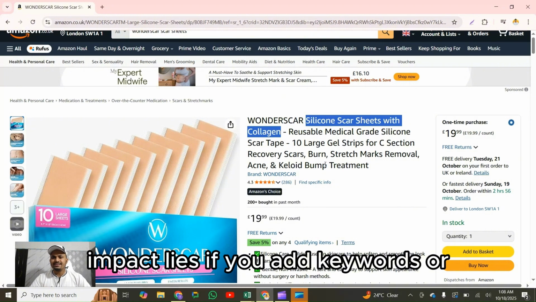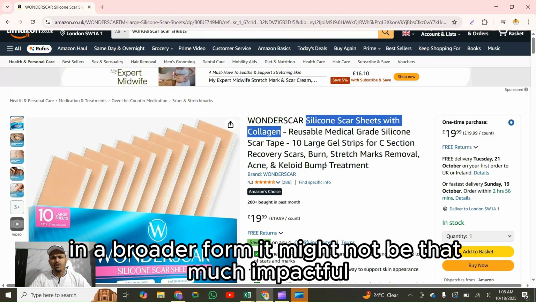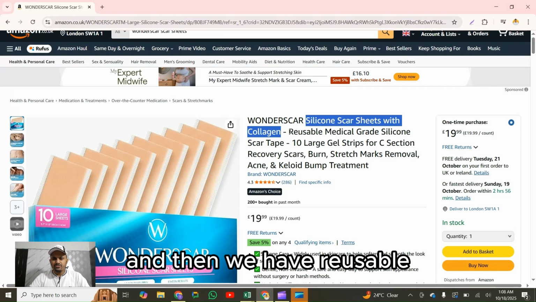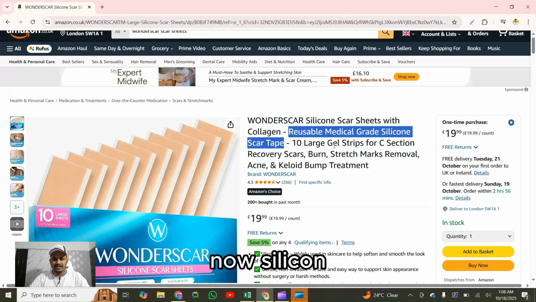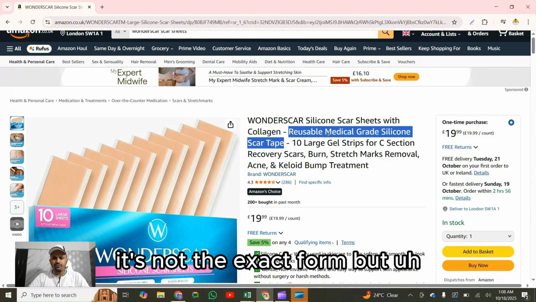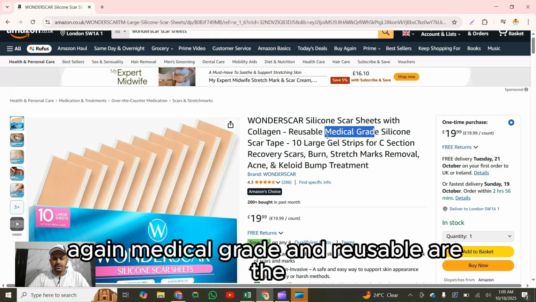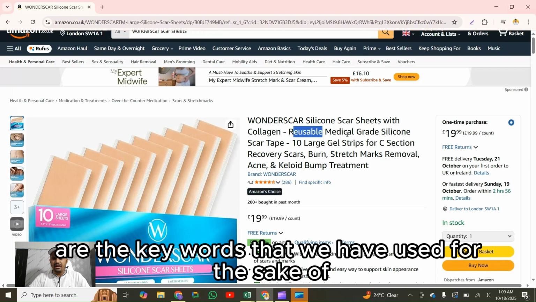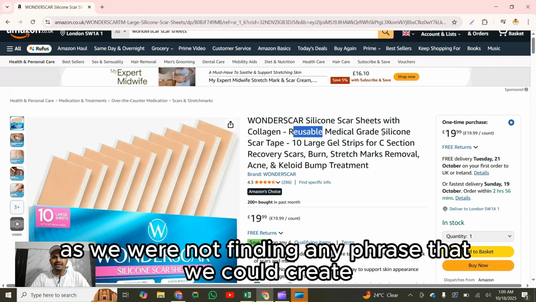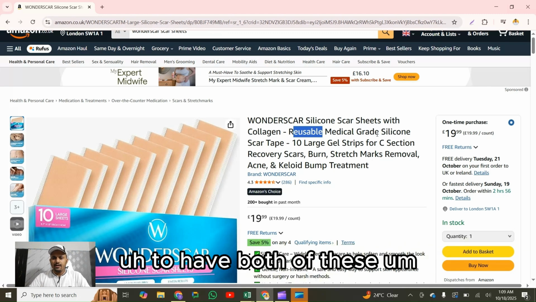If you add keywords or search terms in a broader form, it might not be that impactful. So you need to have those keywords in the exact form. And then we have reusable medical grade silicon scar tape. Now, this is another phrase. Reusable is a search term, a word which we have used. It's not the exact form, but medical grade and reusable are the keywords that we have used for the sake of adding them in a broader form, as we were not finding any phrase that we could create to have both of these in.